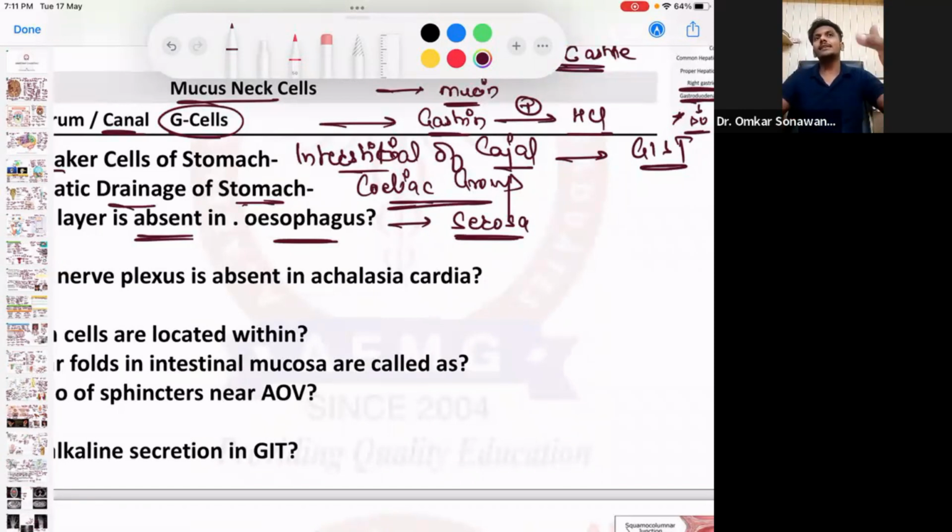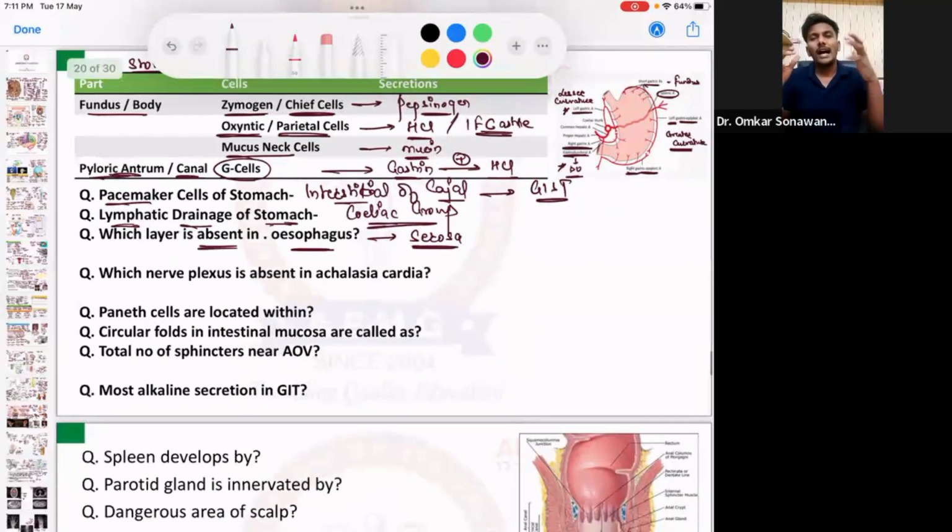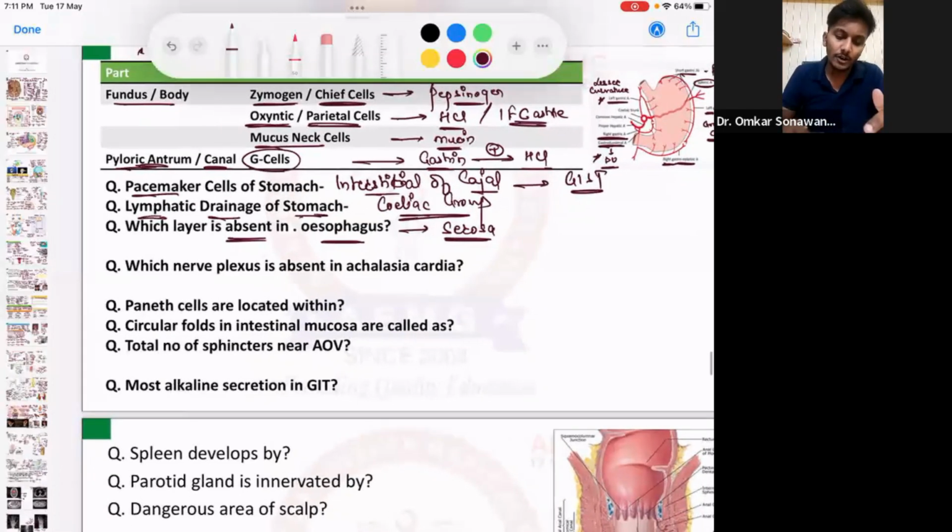For all the other structures of the GIT, the outermost layer is not called serosa. Rather, it is called the adventitia. No problem, this is important. So I hope all of you are quite aware. In the GIT, we have the inner circular muscles and the outer longitudinal muscles. This question has also come up, and it is important.